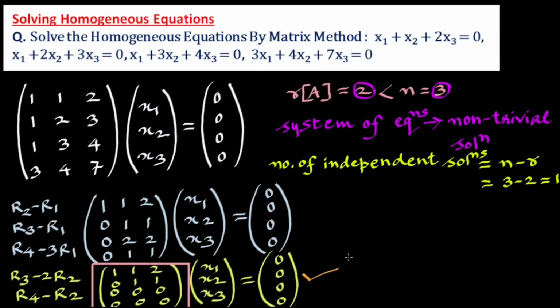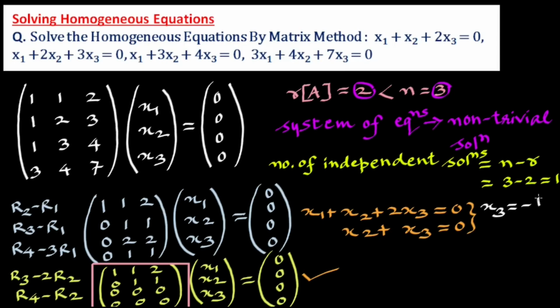From this echelon form we get two equations. From these equations we can write the independent solution by using a parameter t. So we will put x3 equals minus t in the second equation and get x2 equals t. By using these two values of x2 and x3 in the first equation we will get x1 equals minus x2 minus 2x3, that is minus t plus 2t equals t. Now we can verify these values by using them in each of these equations.